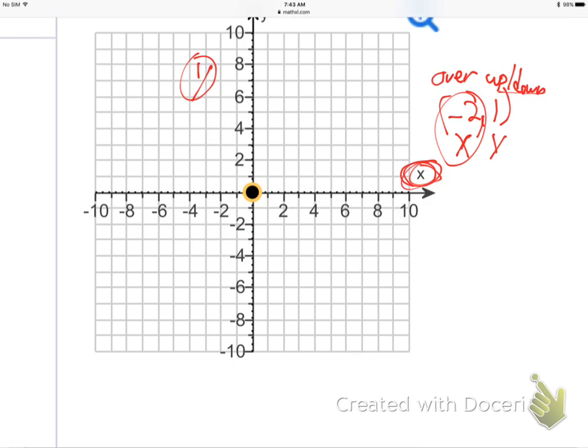So starting from the middle, I'm going to go back 2, up 1 right there. That dot is the back 2, up 1 dot. Everybody see what I did there? So from the middle, I went back 2, up 1.